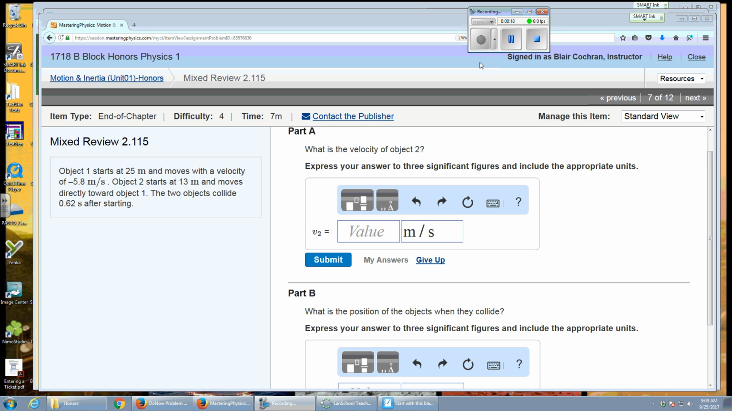So, we got two objects. One that starts at 25 meters and moves with a negative velocity, and another one that starts at 13 meters and moves directly towards the other one, and a time for them colliding. And they want to know what's the velocity of object 2. I'm going to assume in the frame of reference of the Earth, and what's the position of the objects when they collide.